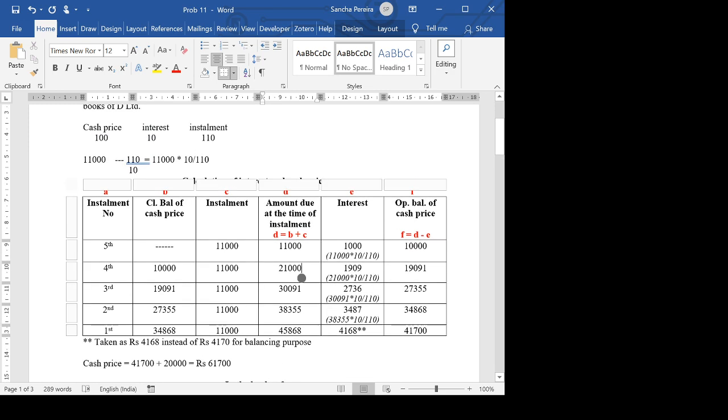I know we are doing something completely different in this problem, but I've explained the logic as to why we are doing it, and why we have to start from the last year. Any questions?